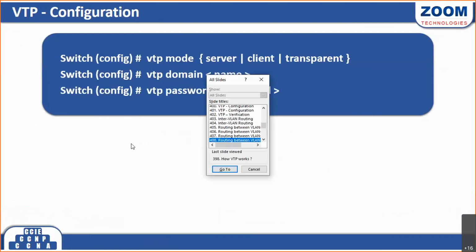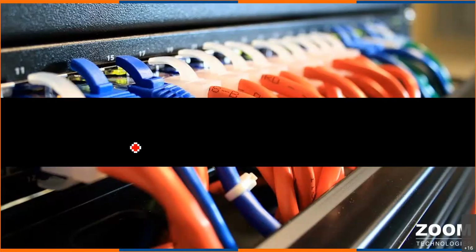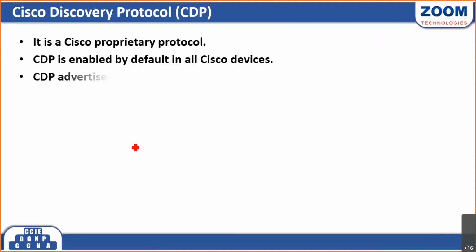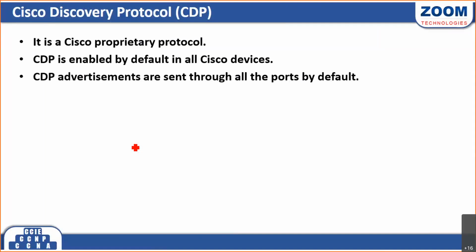So CDP, Cisco Discovery Protocol. What does the name itself tell us? It is a Cisco proprietary protocol, so CDP will discover only Cisco neighbors. It is enabled by default in all Cisco devices: Cisco switches, routers, access points, firewalls. What will CDP do? CDP advertisements are sent out of all ports by default every 60 seconds using a multicast address.